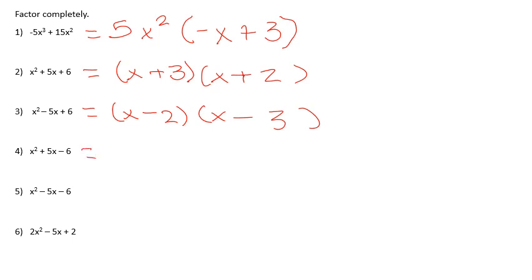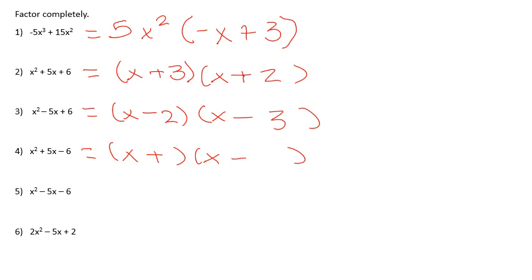If I look at the next one, it's almost the same. The only thing that's changed is that now my 6 is negative. If the coefficient of the constant there is negative, that means the signs in parentheses are different, because I multiplied to make a negative number, and the only way I can do that is with a positive times a negative. So x squared, again, I have to multiply to make x squared, so x. The signs in parentheses are different, a positive and a negative. I have to multiply to make negative 6 and add to make positive 5.